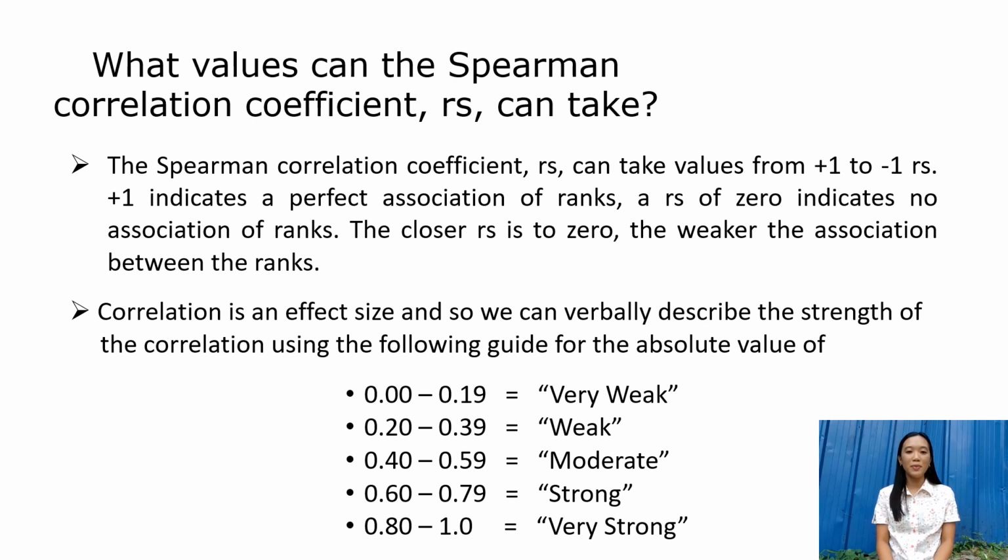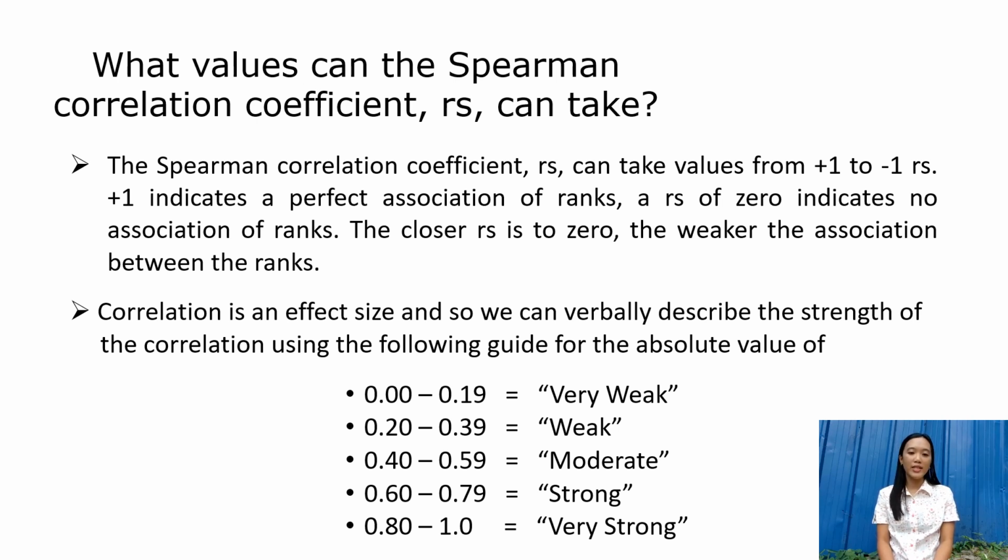What values can the Spearman correlation coefficient RS take? The Spearman correlation coefficient RS can take values from positive 1 to negative 1. An RS of positive 1 indicates a perfect association of ranks. An RS of 0 indicates no association of ranks. The closer RS is to 0, the weaker the association between the ranks.